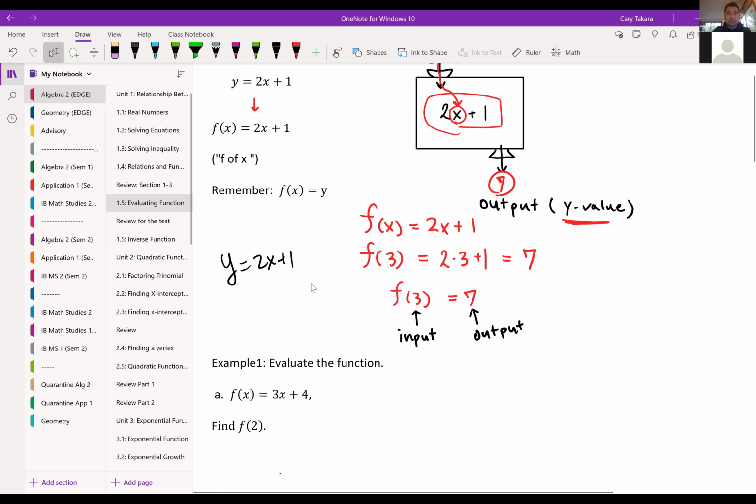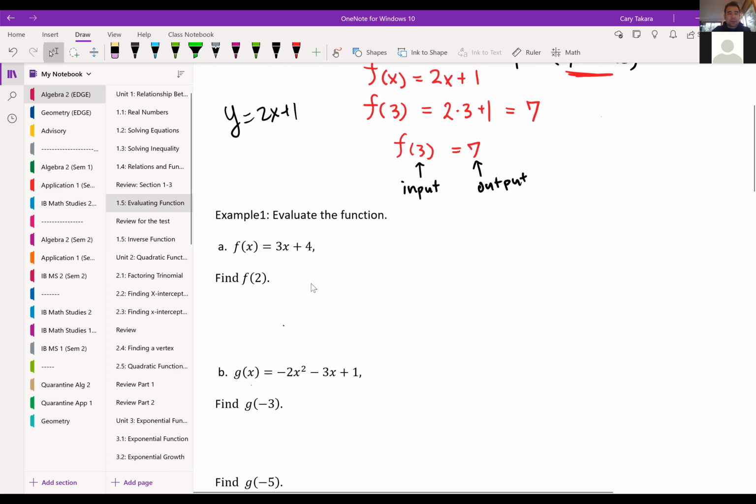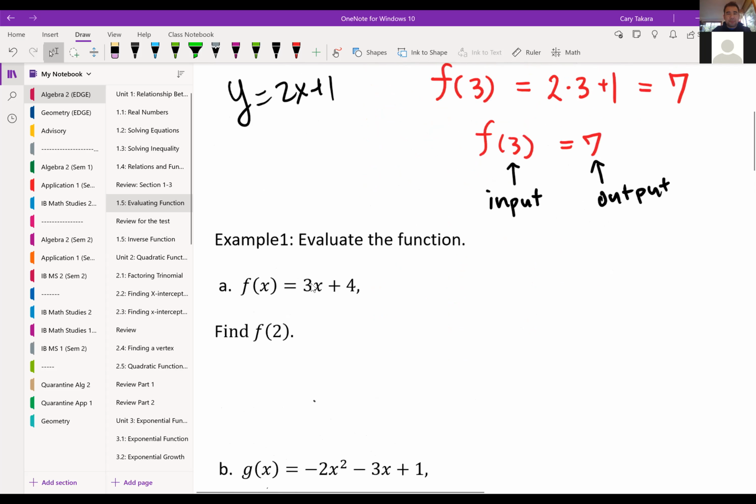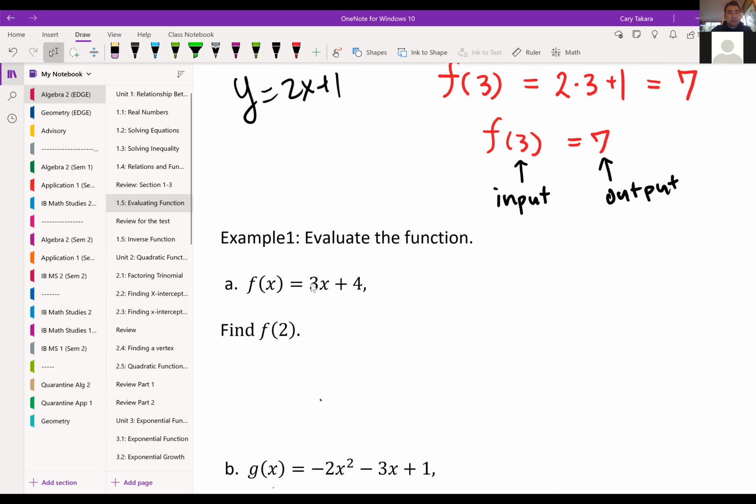All right, so here it is. Let's do a couple of problems before we do the assignment. So here's a function, f of x equals 3x plus 4. And then I want to find f of 2. F of 2 means I want you to put 2 into the function. Input is going to be 2. What is the output?